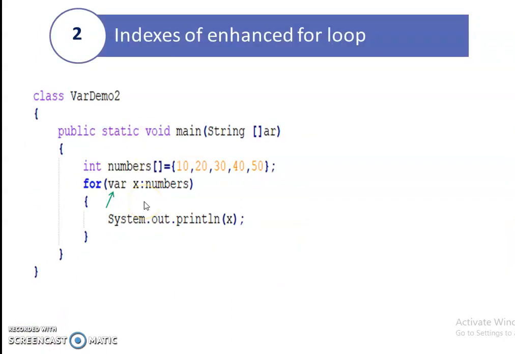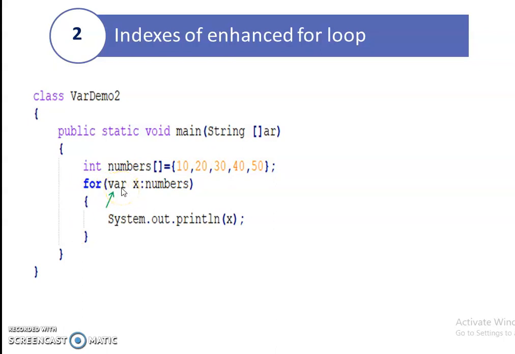Now in this case we are using the var keyword with indexes of enhanced for loop. In this code we have one class named var_demo2. We have the main method. Inside the main method we have one integer array holding 5 elements and we are iterating this integer array using an enhanced for loop. So this is the syntax. We have used the var keyword over here.